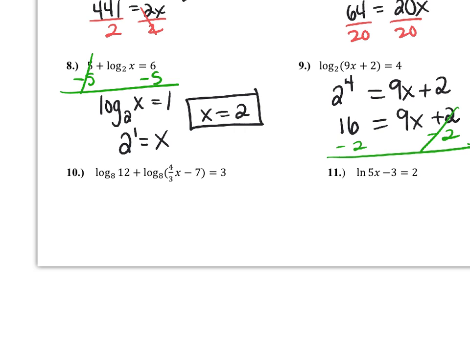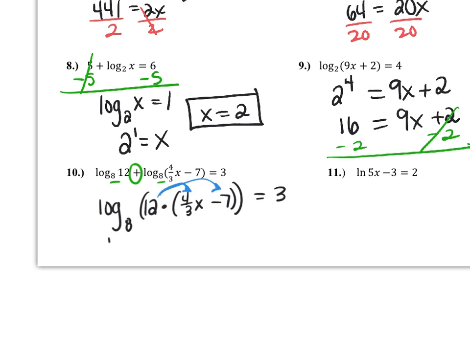Number 10, first thing that we can do here is condense our logs because we have addition and we have the same bases. So we would have log base 8 of 12 times 4/3 x minus 7 equals 3. I'm going to distribute this 12 to both terms. So I get log base 8 of 12 times 4/3 is 16x, and 12 times negative 7 is negative 84. I forgot that x, equals 3.